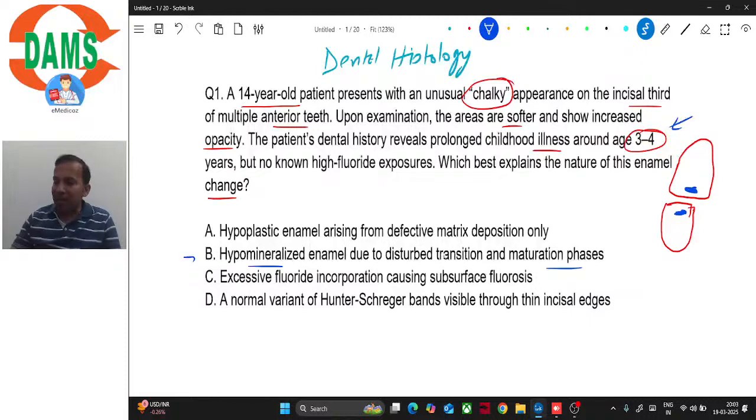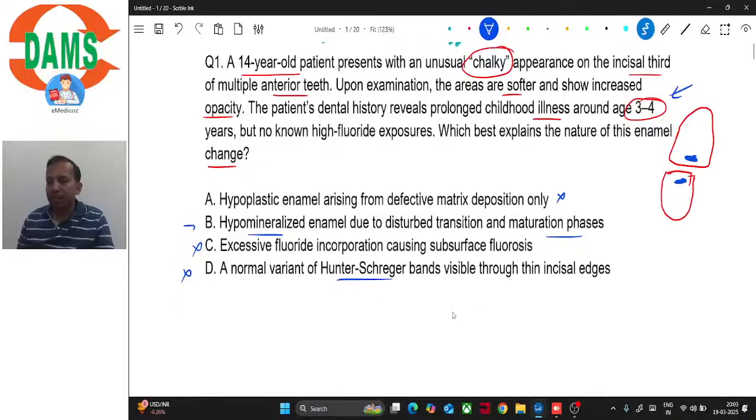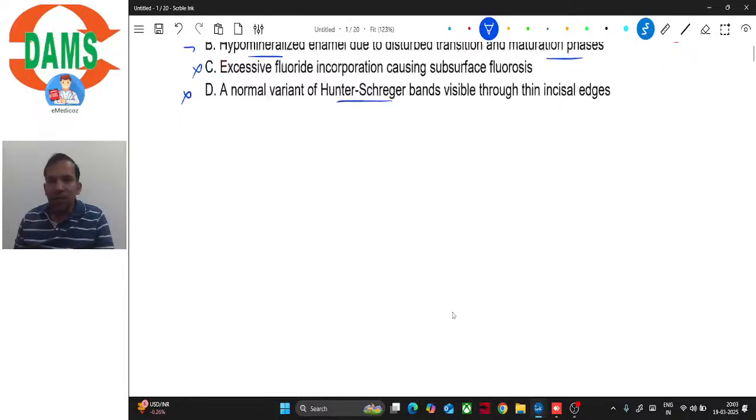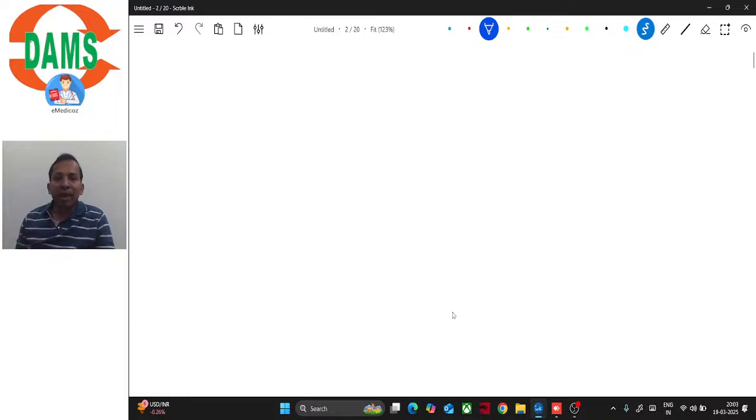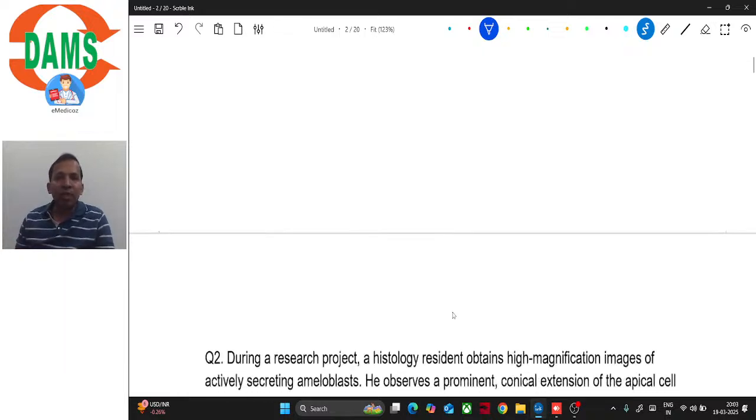So hypoplastic enamel arising from defective matrix deposition only, this is wrong. Excessive fluoride, we have already ruled out, there was no fluoride exposure. And a normal variant of Unterschläger, again this is incorrect. Unterschläger bands are seen in longitudinal section and they are an optical phenomenon, isn't it? Yes, very good. So the correct answer is option B. Let's go to the next question.